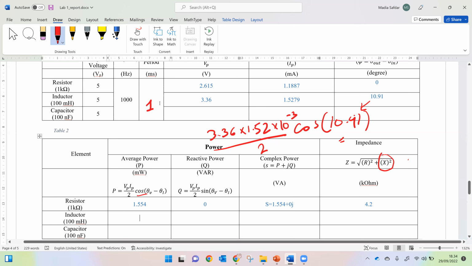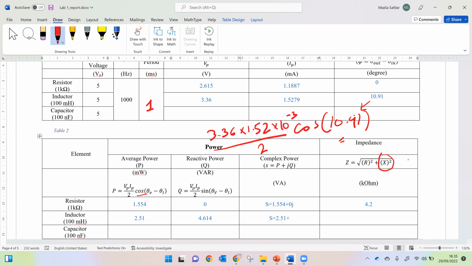So this will be 2.51 milliwatt. Okay, so milliwatt is here. Then same thing, instead of cosine we will put sine here. So this will be 4.614. Okay, and S is equal to P plus jQ. So 2.51 plus j into 4.614.